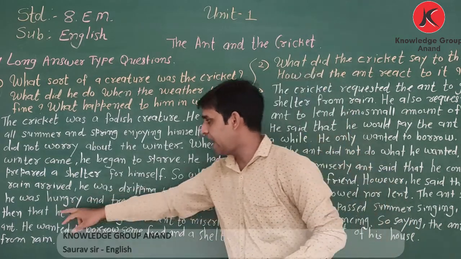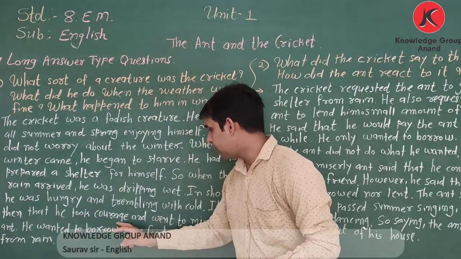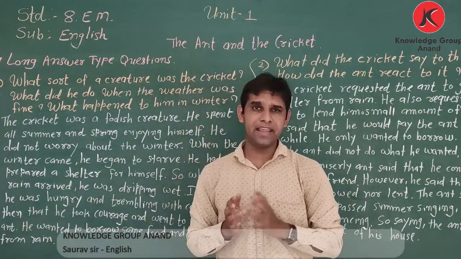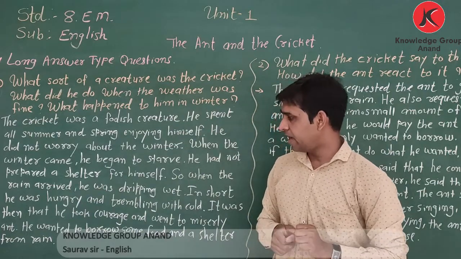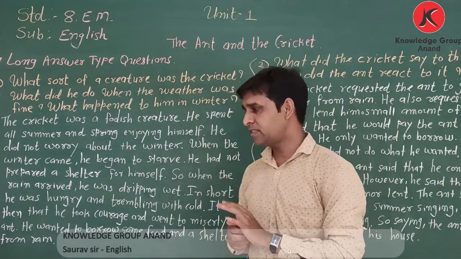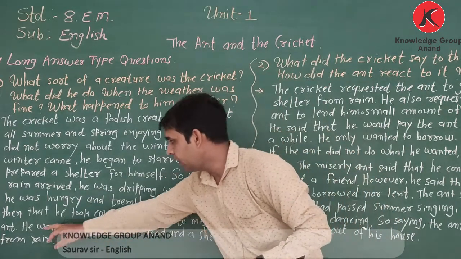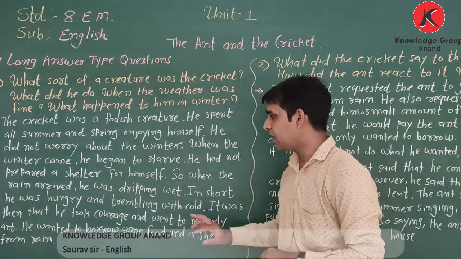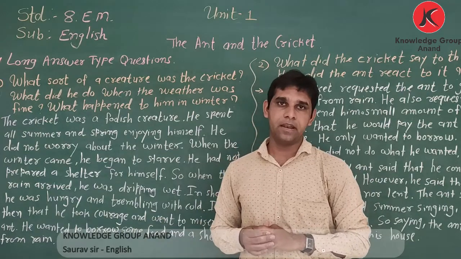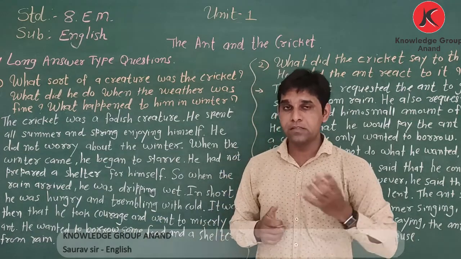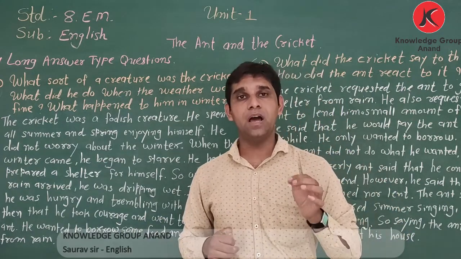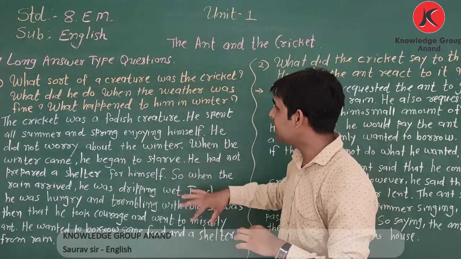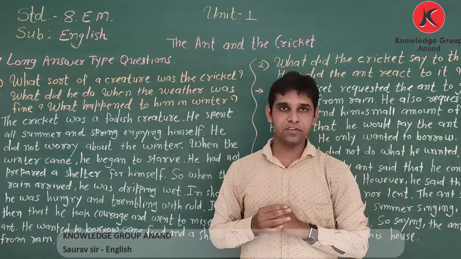It was then that he took courage and went to the miserly ant's house. He wanted to borrow some food and a shelter from the rain, and said this to the ant. So this is the answer to the first question.